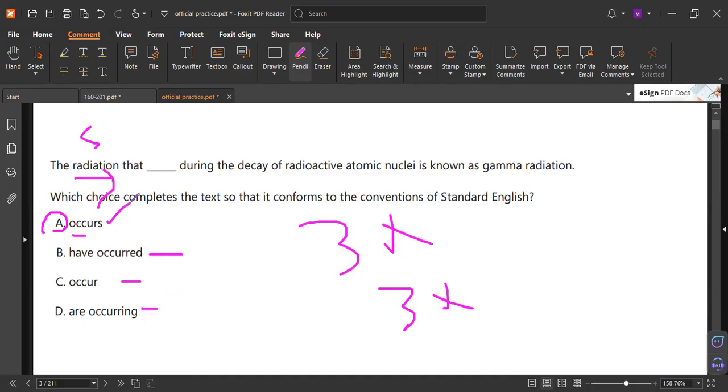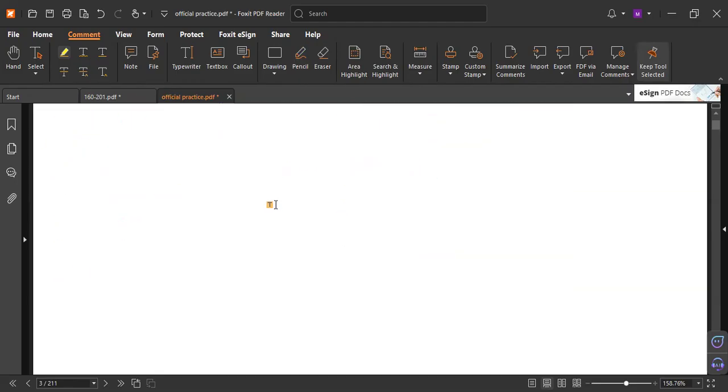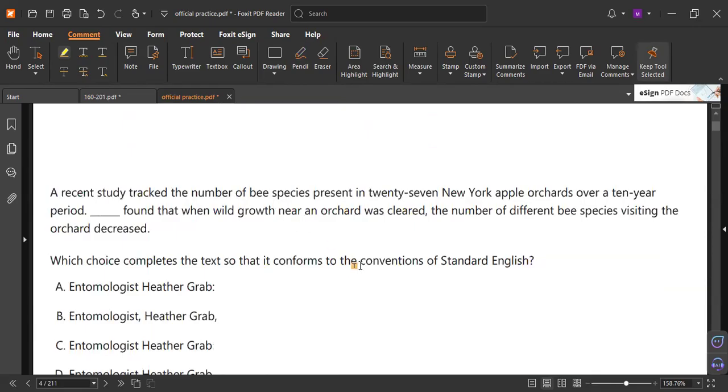If you are not sure whether radiation is singular or plural, read the sentence. It is known, that means this part is a clause. So radiation is known, so it's singular. So singular again. So use the style or the structure of the sentence to help you. Now the next one. Take your time.